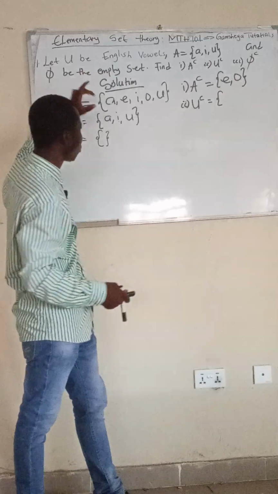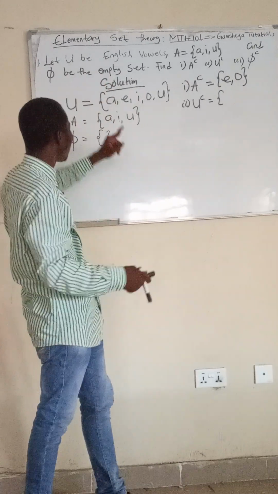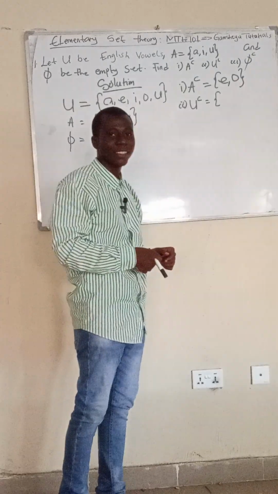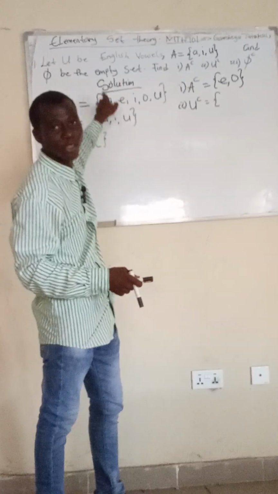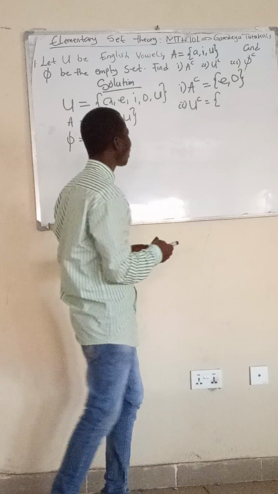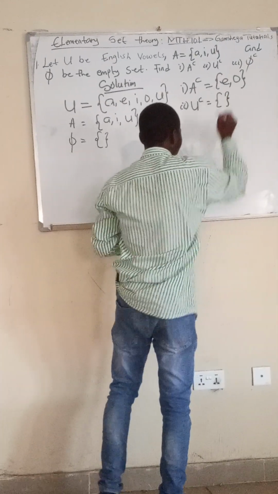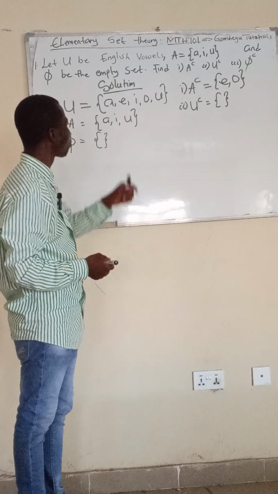Now, coming to the universal set also, the elements you can see in this set that are not in this set will give you the complement of the universal set. So what element can you see here that is not here? You can see that we have nothing. It is absolutely an empty set.